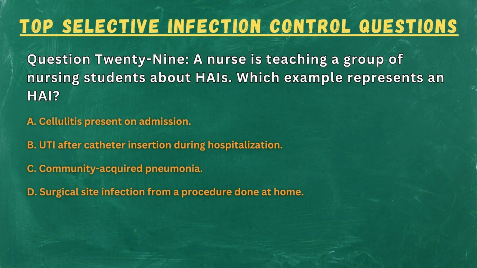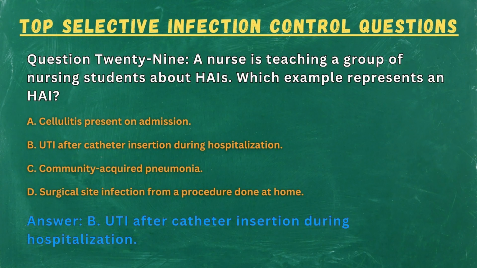Question 29. A nurse is teaching a group of nursing students about HAIs. Which example represents an HAI? A. Cellulitis present on admission. B. UTI after catheter insertion during hospitalization. C. Community-acquired pneumonia. D. Surgical site infection from a procedure done at home. Answer: B. UTI after catheter insertion during hospitalization.